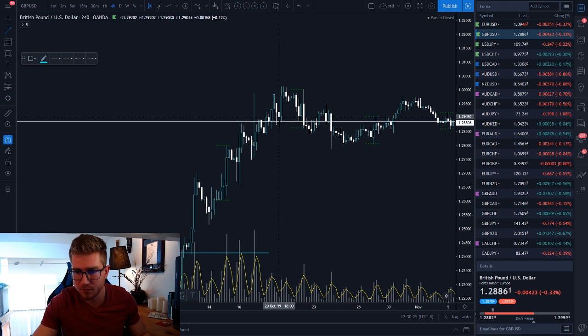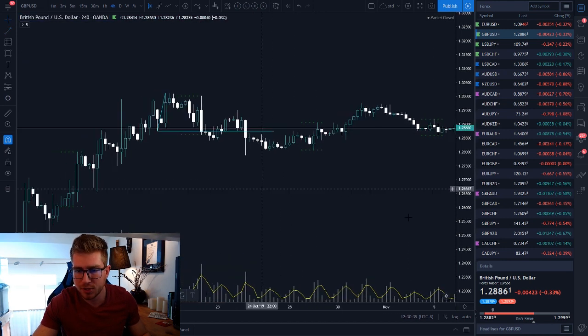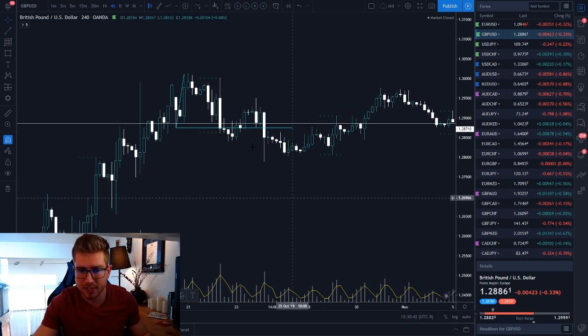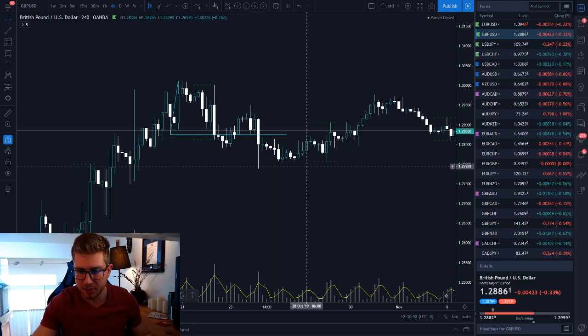Make it very clear. To there, and then to here. You can see that after it's broken and closed below, now first of all, I want to just note that this is not closing below. It wicks below, comes back up, and closes on the line, but now it closes below, and then it does its retest, which is very common. It's always going to do the retest pretty much, and then we'll continue down to the downside.